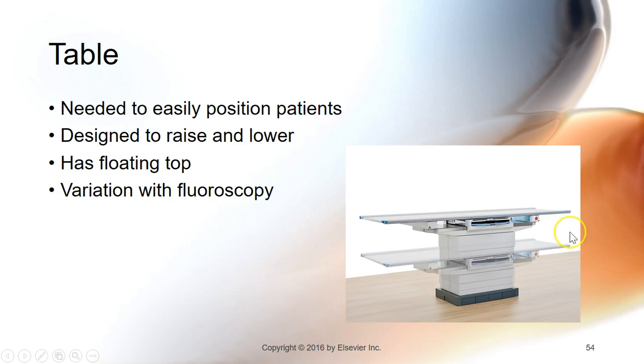You will also find out that every table has a weight limit. Now, if your weight limit is 400 pounds, but you have a 450-pound patient, you could probably still put the patient on the table, but you cannot use the mobility functions, meaning you cannot make the tabletop float and you cannot make it go up and down. So the weight limits are put on the hydraulics of the system, and that's something that's very important to know too.